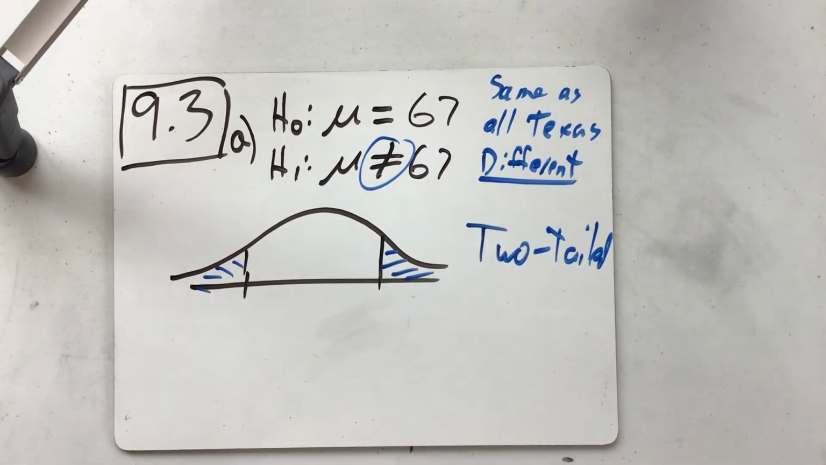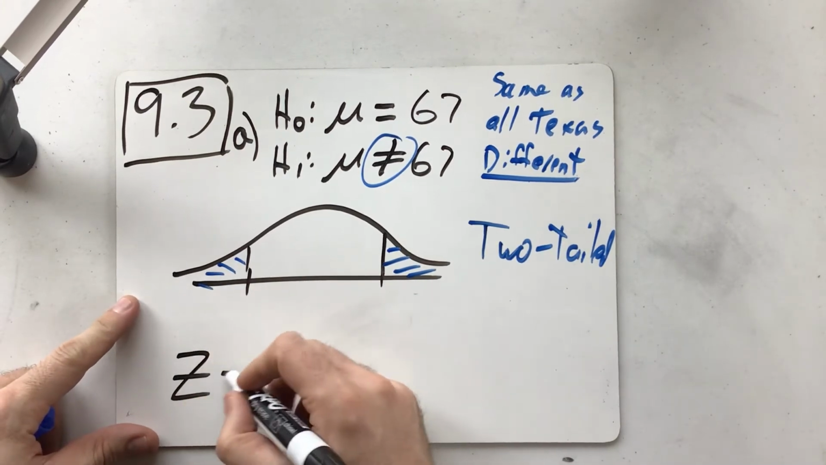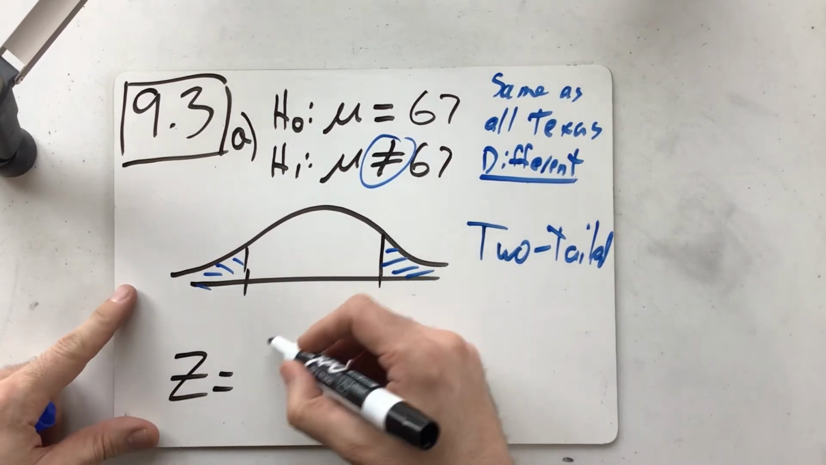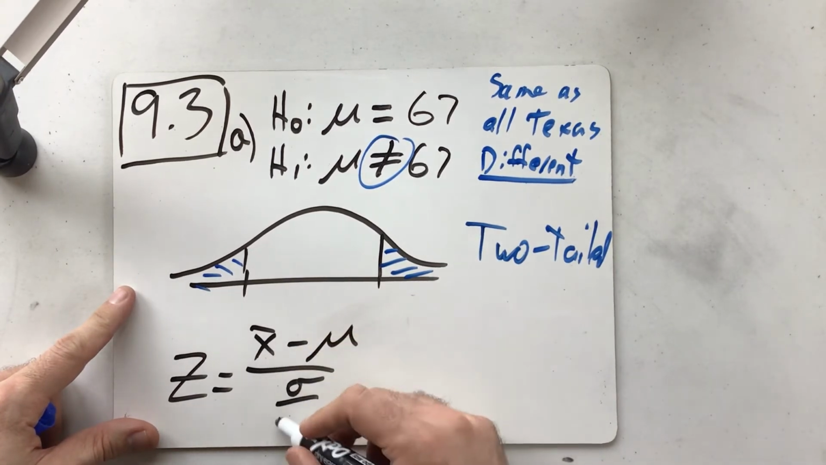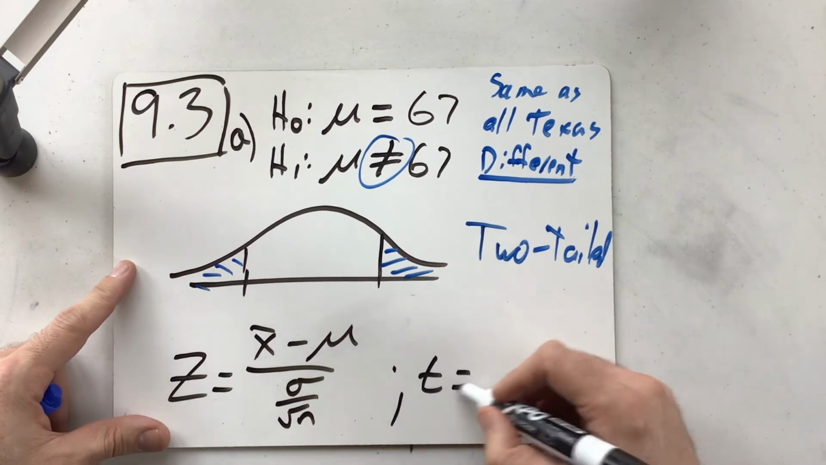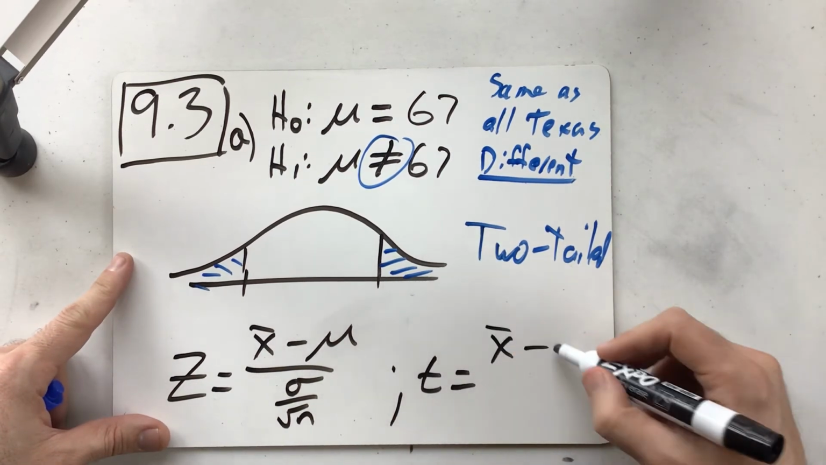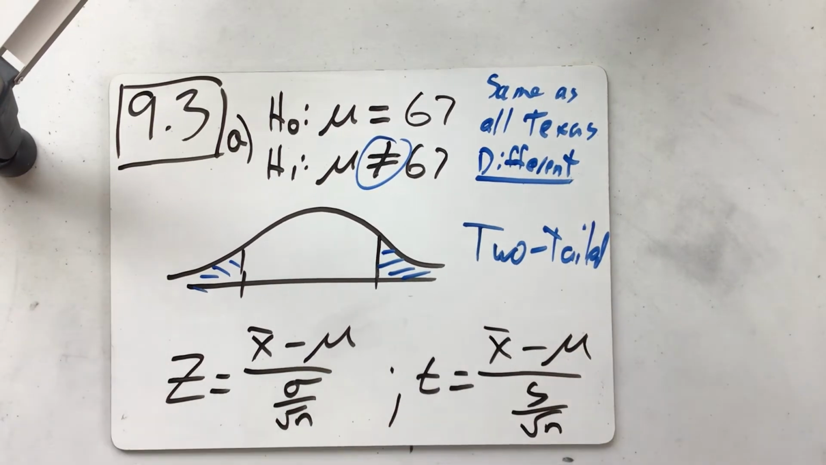Now the next thing we have to figure out is which formula we are going to use. Well, we had two formulas. Our first formula was z equals x bar minus mu divided by sigma over the square root of n. And the other formula was t equals x bar minus mu divided by s over the square root of n. So how do we tell which formula we're going to use?